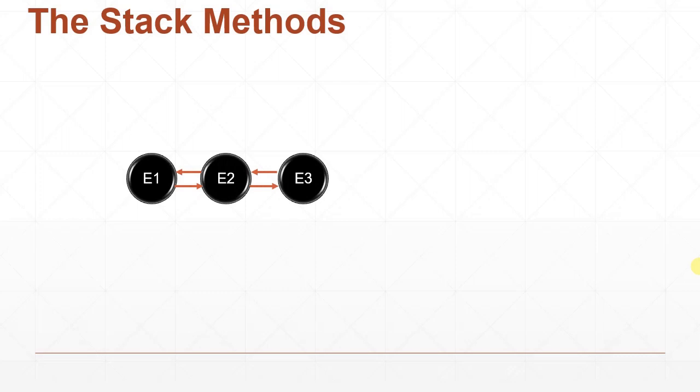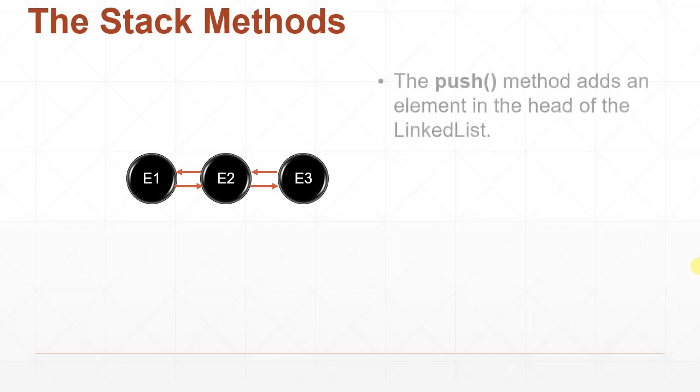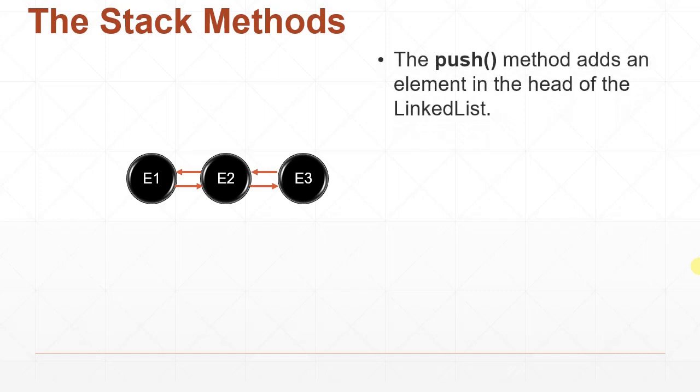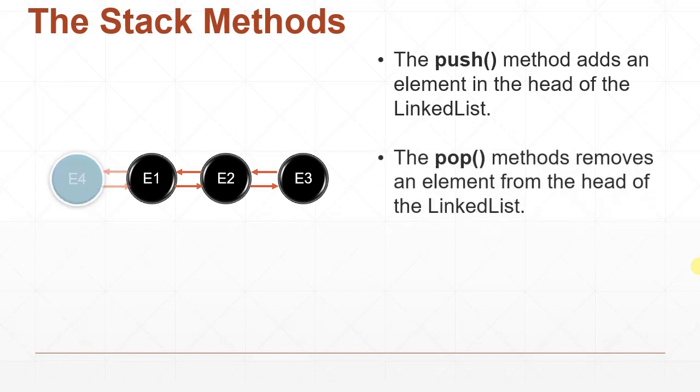So here is our linked list E1, E2, E3 as usual. The push method adds an element in the head of the linked list. Then the pop method will remove the element from the head. So this is how a last in, first out is taking place. So the E4 element is the last in element, and when we remove, it got removed first. So this means here E3 is added first, after that E2, and after that E1. So when we remove, we will remove it in reverse order: E1, E2, E3.